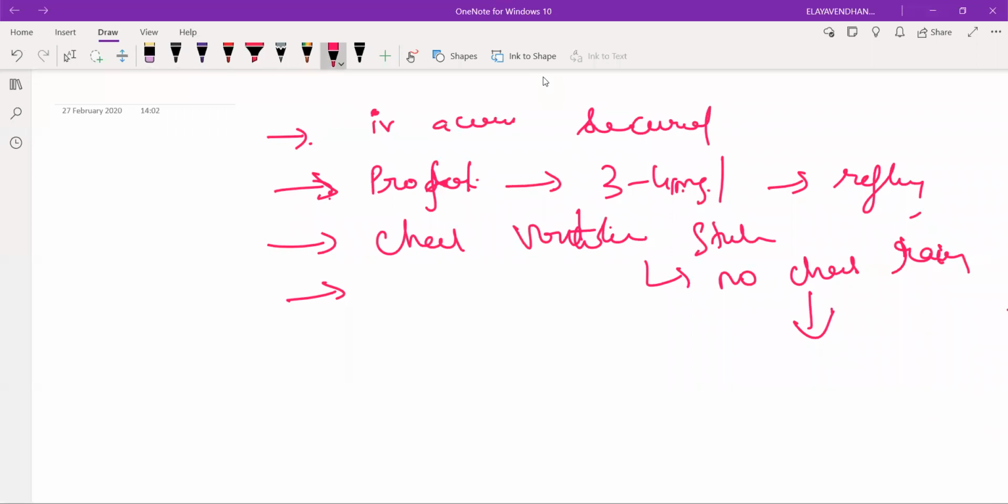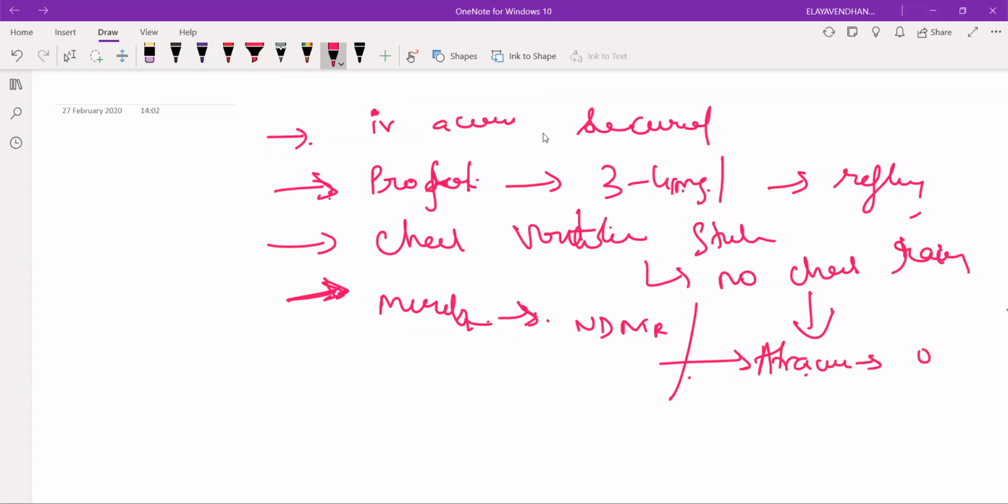So ventilation is good. What is next? I'll give muscle relaxant, sir. What muscle relaxant do you prefer? A short-acting non-depolarizing muscle relaxant. Atracurium, sir, at a dose of 0.5 mg per kg, which roughly comes to 2 milligrams. Okay, atracurium is given.